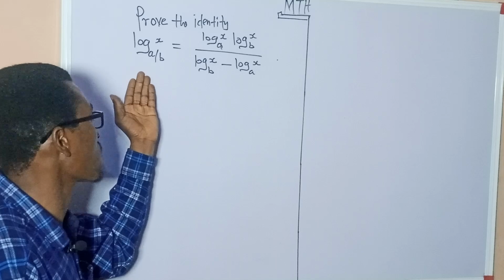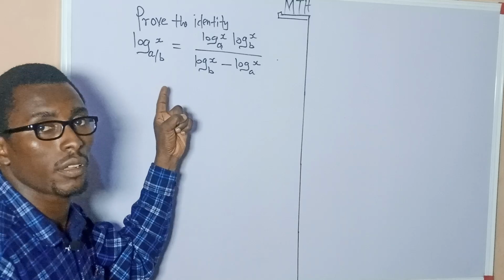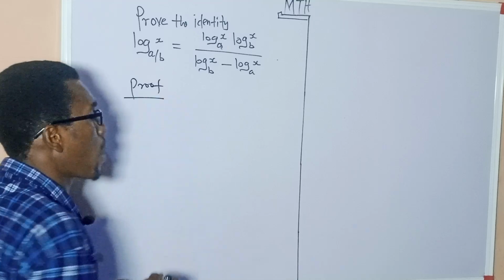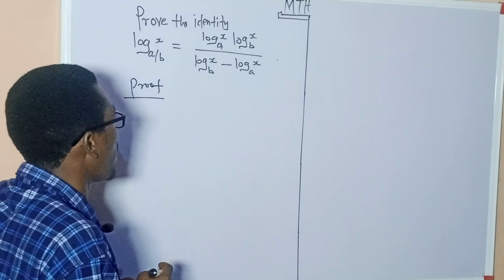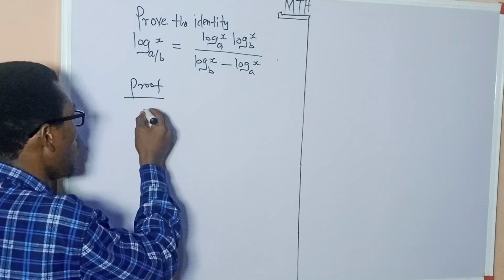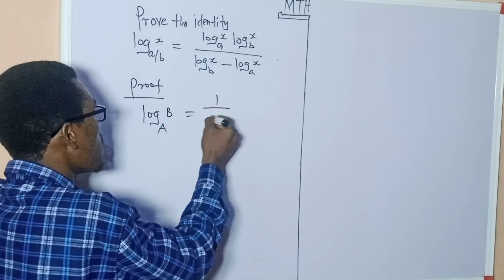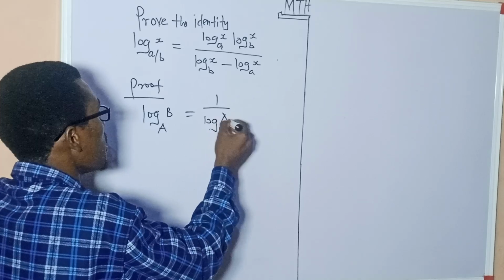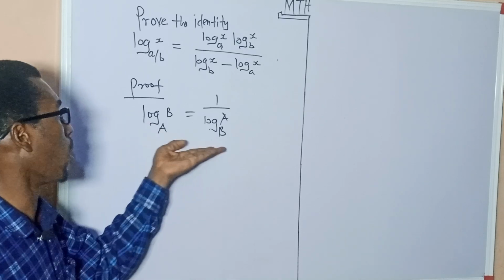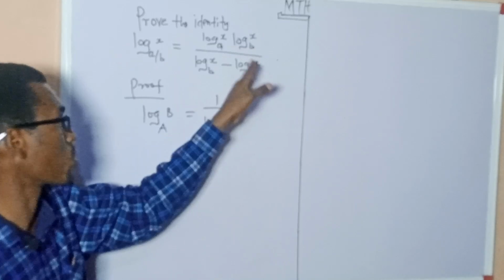Now, I want to show that the left-hand side is equal to the right-hand side. So we'll start from the left-hand side. Proof. To be able to solve this problem, there is an important law of logarithm you need to be familiar with. The law is this: the log to base a of b is equal to 1 over the log to base b of a. This is the reciprocal law in logarithm. So we shall apply this law to the left-hand side of the expression, because we want to show that the left-hand side is equal to the right-hand side.